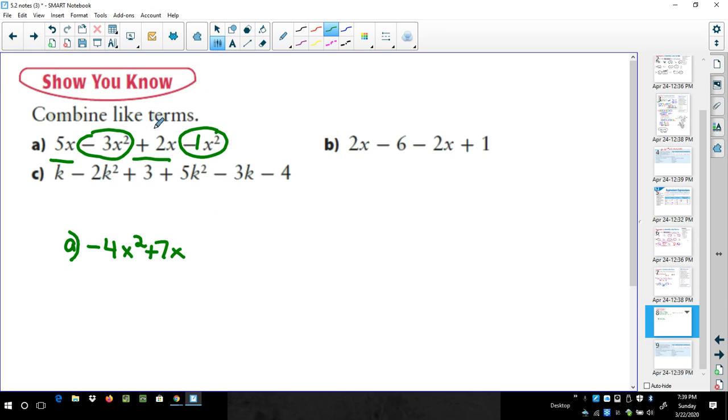So on the first one here, negative 4x squared plus 7x. B. B equals negative 5. The 2x and the minus 2x are opposites, and they will zero out.